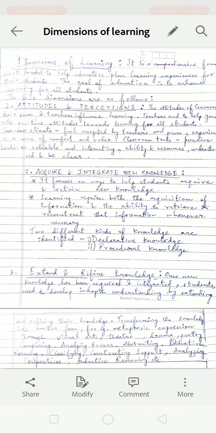So acquire and integrate new knowledge means it focuses on ways to help students acquire and retain the new knowledge. Okay, and learning requires both the acquisition of information and the ability to retrieve and reconstruct that information whenever necessary. So जो भी ज्ञान हमने, जो भी नॉलेज हमने एक्वायर की है उसको हम इंटीग्रेट करेंगे एज अ न्यू नॉलेज. ओके, and there are two kinds of knowledge in this section of knowledge, that is declarative knowledge and procedural knowledge.